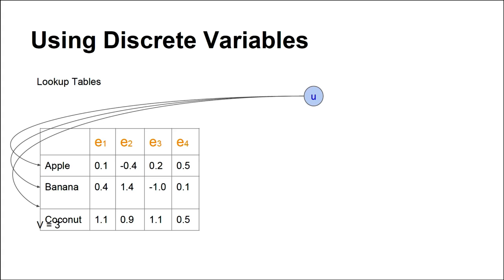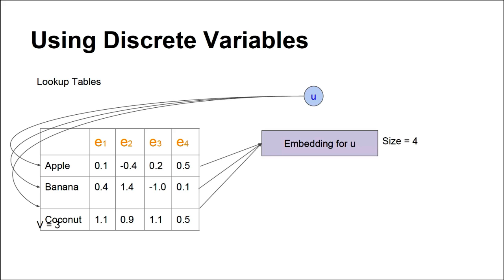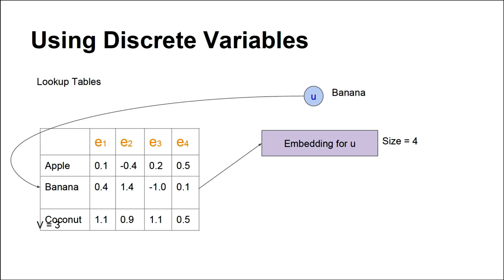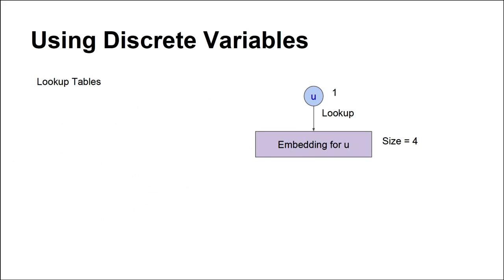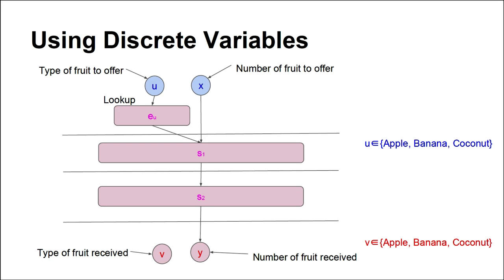And because we know what fruit is in the input, we just take the correct row. So if we want to give apples, for instance, we will just take the first row and put it in the embedding U. And if you want to give bananas, we'll just put that in the embedding U. So embedding U will be that vector, a vector of numbers, and this will be fed into the input there.